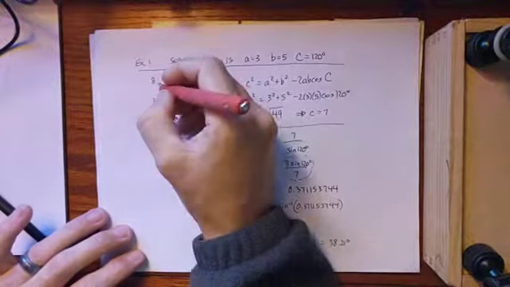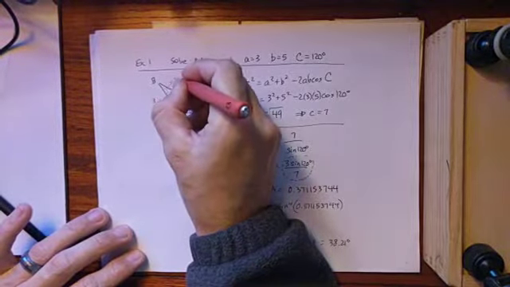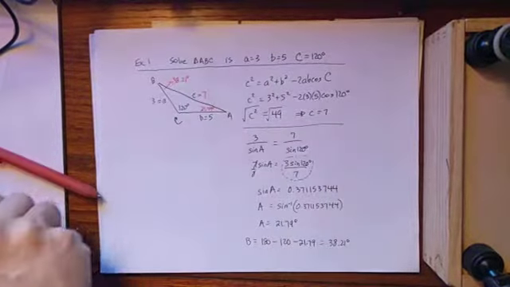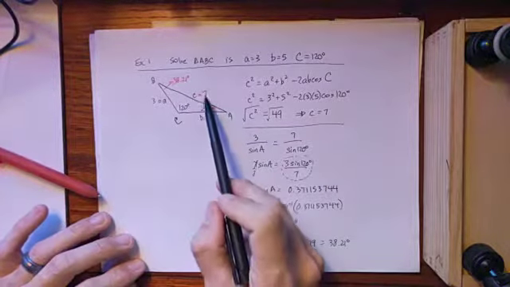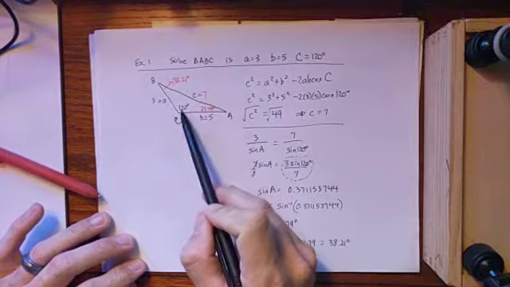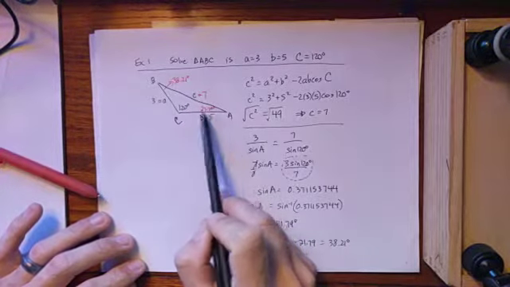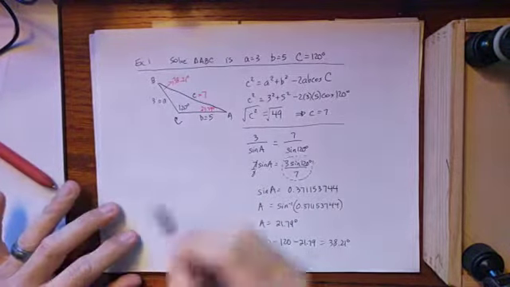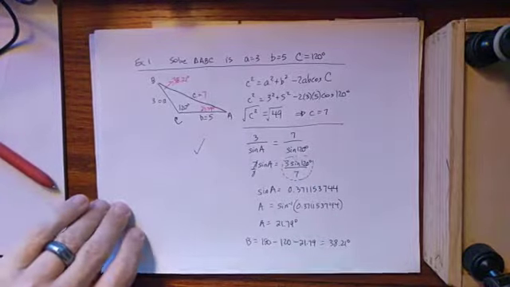We've solved the triangle. And remember, like I said last week, it always is a good idea to make sure that your longest side is opposite from the biggest angle and the smallest side is opposite from the smallest angle. So looks like everything checks out.